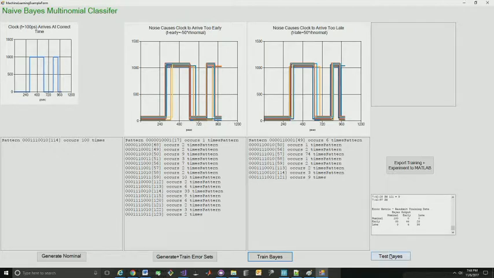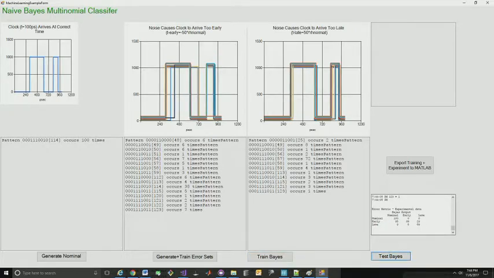Now when we click Test Bayes, we're going to generate a new set of random data, and we're going to apply the Bayes classifier to that. So again, we can see we've got good correlation for the nominal. For all the cases where we actually generated a nominal waveform, or we created a nominal system, the Bayes classifier correctly identified it as nominal. And again, we see pretty good prediction of the late case. Early case, not so good.